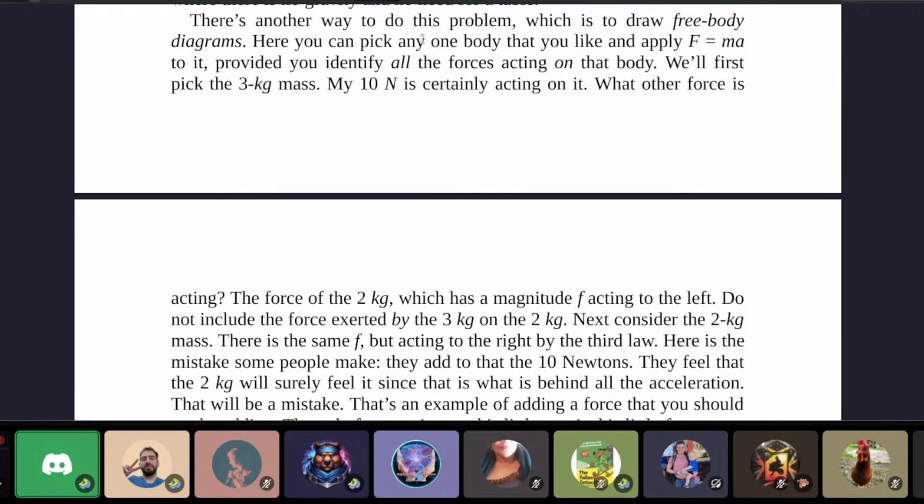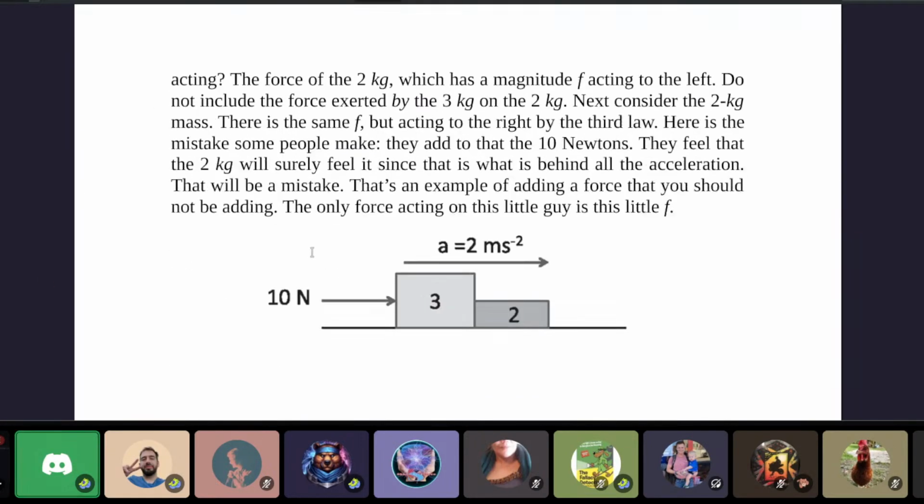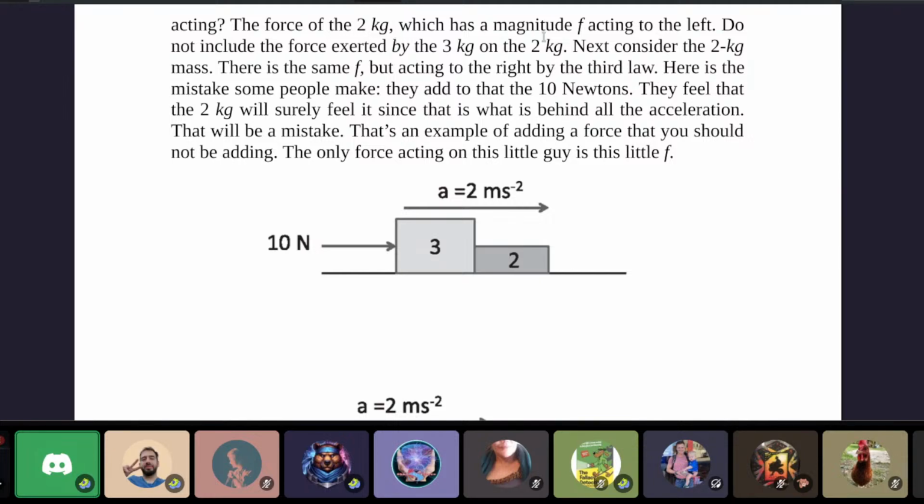There's another way to do this problem, which is to draw free body diagrams. Here, you can pick any one body that you like and apply F equals ma to it, provided you identify all the forces acting on that body. We'll first pick the 3 kilogram mass. My 10 newtons is certainly acting on it. What other force is acting? The force of the 2 kilograms, which has a magnitude F acting to the left. Do not include the force exerted by the 3 kilograms on the 2 kilograms.